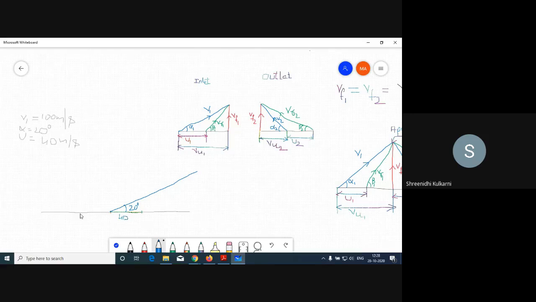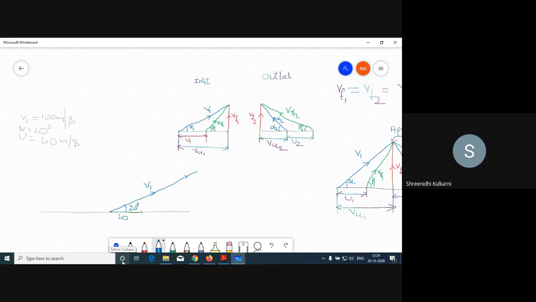Take your compass or scale. I want 100 meter per second, so I will cut somewhere here. Wherever we get it, from here to here the distance is 100 meter per second. So I'll call this V1, the absolute velocity V1.